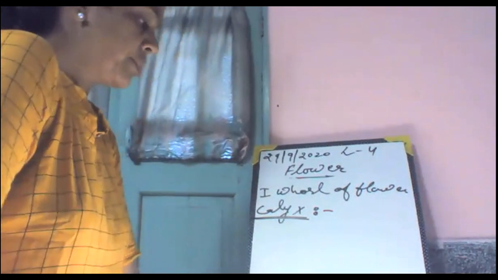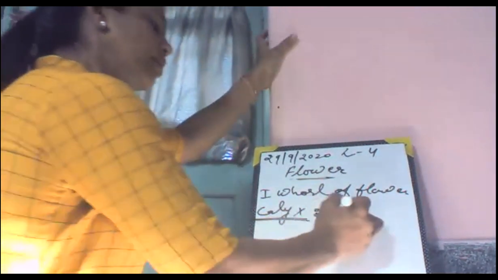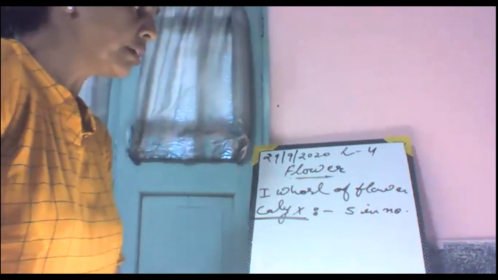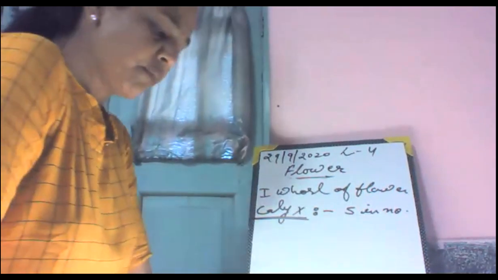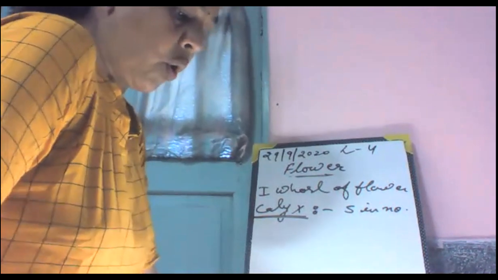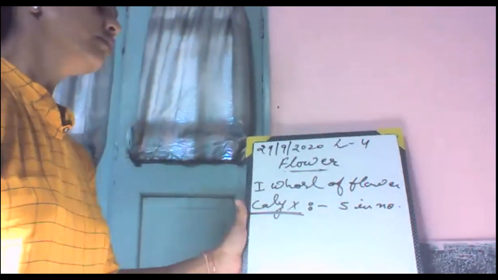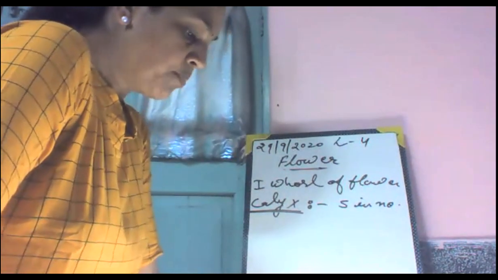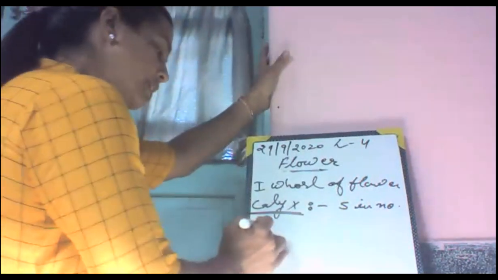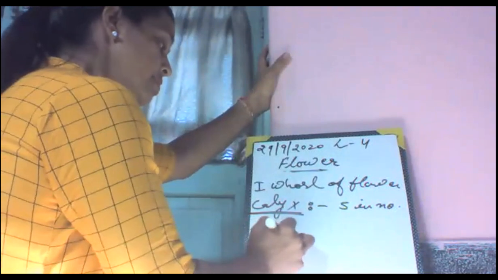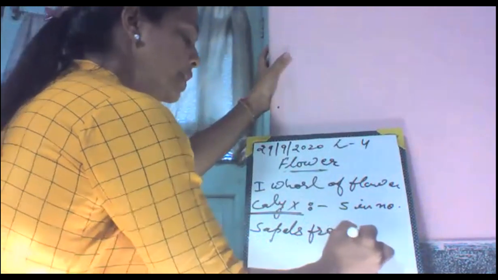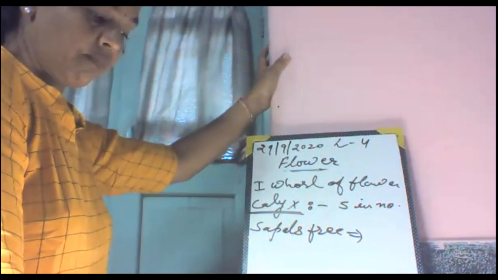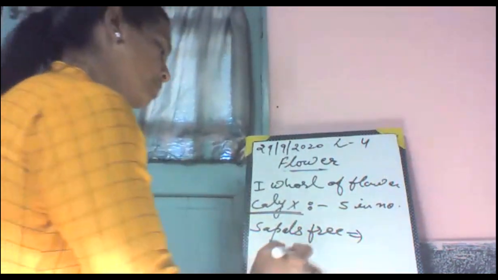Usually they are 5 in number. Generally in most flowers they are 5 in number. In some flowers they may be different, less than 5 or in a few cases more than 5. Sepals may be free. In some plants sepals are free, meaning they are not attached to each other, and that type of calyx is known as polysepalous.